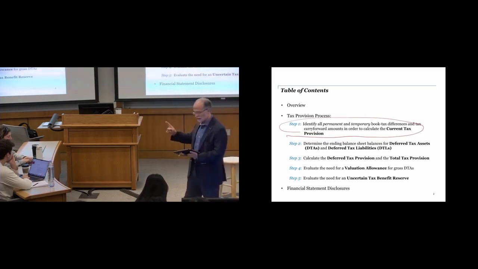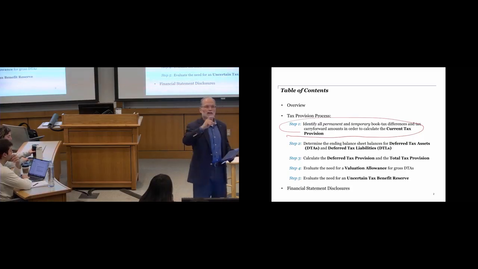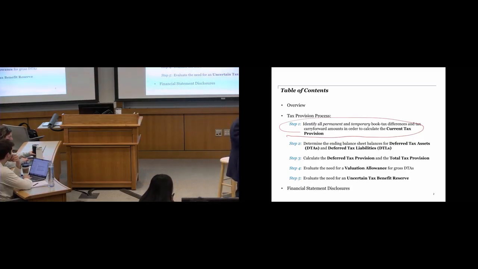So we did step 1 before the break. Step 1 is identifying all the permanent and temporary differences in order to do the current tax provision, the current tax payable. That is, what do we think we're going to pay on all of our tax returns around the world on an income tax in the current year? Okay, so that's what we've done.